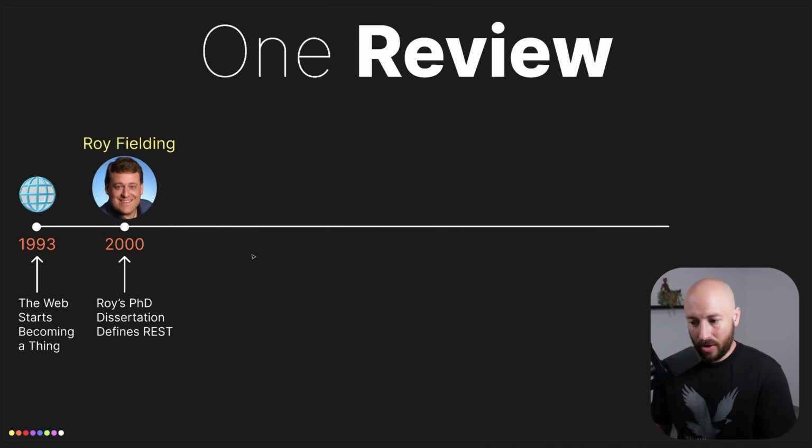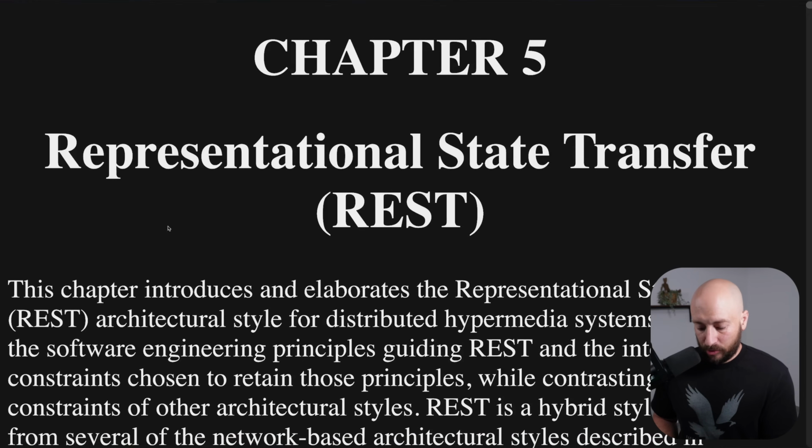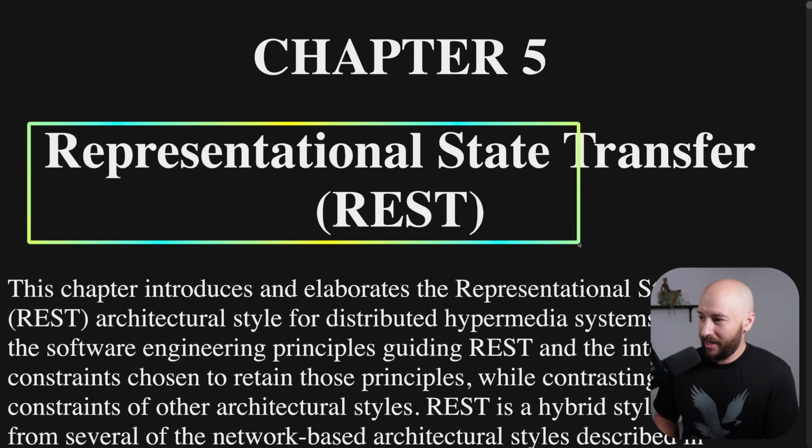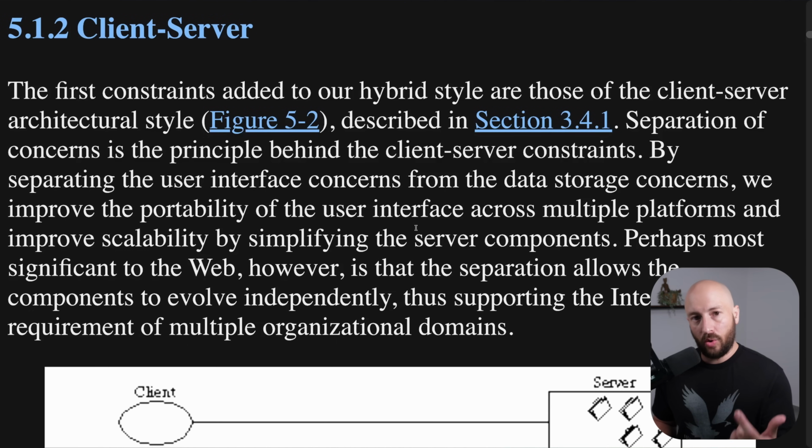So what are the six guidelines that Roy lays out for an API to be considered RESTful? So here's chapter 5 of Roy's dissertation, and over here we have the definition of REST, and over here he lays out the architectural style. Okay, now real quick, let's go over all the six constraints of REST so you're familiar with them.